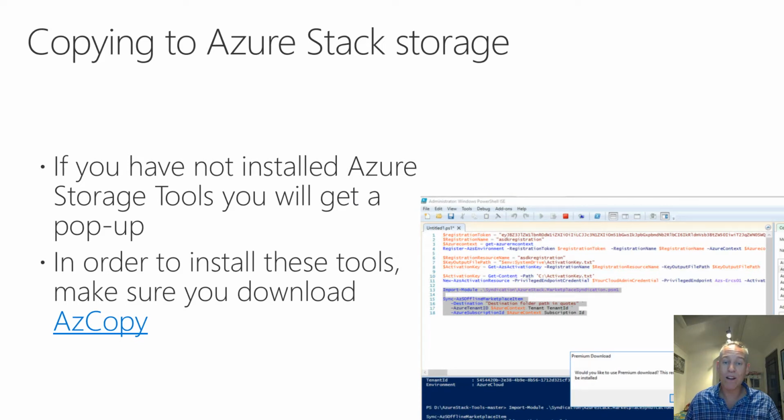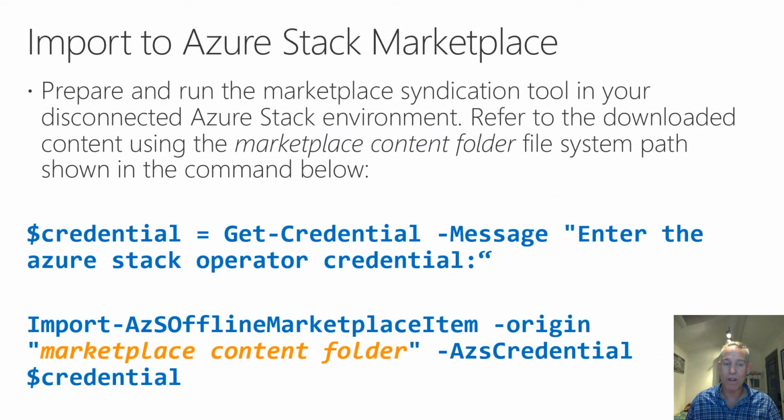So once you get the items downloaded, you take them to your disconnected environment and you would put them into Azure Stack blob storage. The tool itself will allow you to download them, and it uses AzCopy into storage. Once the items are in the storage there, you're going to use the Import-AzSOfflineMarketplaceItem cmdlet. You're going to point it to the content, so where is that content available in Azure Stack, and the credentials. And then you just point that at your Azure Stack and it will import the current marketplace content into your marketplace.